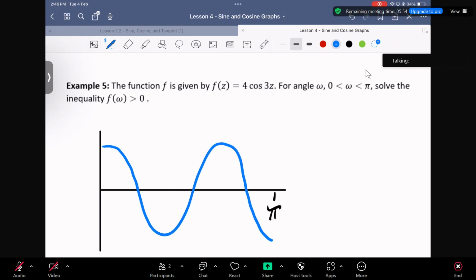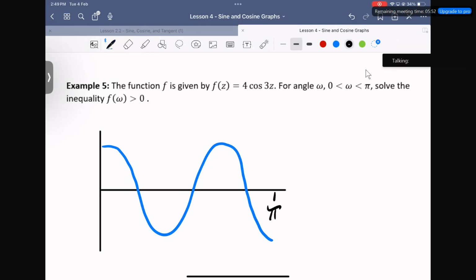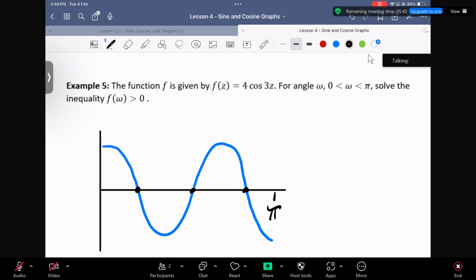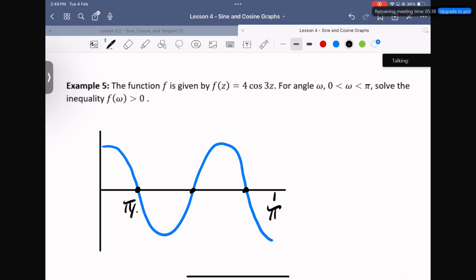So using our graphing calculator, we can find the values here, here, and here. Now, this first one is going to be pi over 6. This one here is going to be pi over 2. This one here is going to be 5 pi over 6. And obviously we start off.